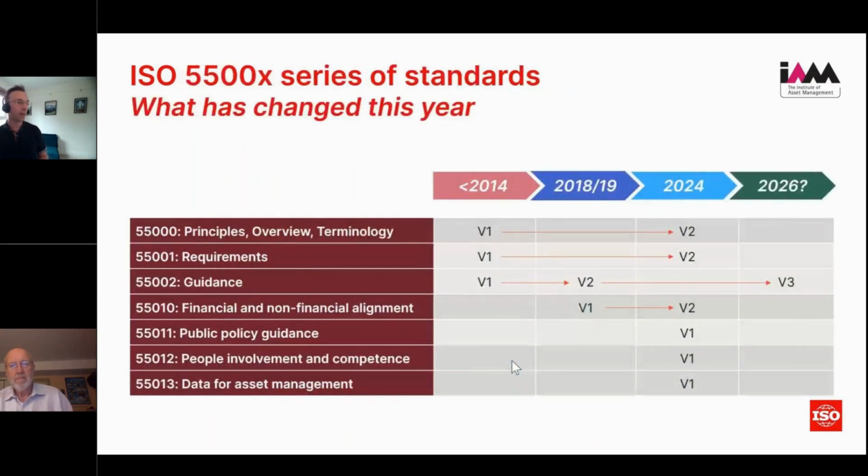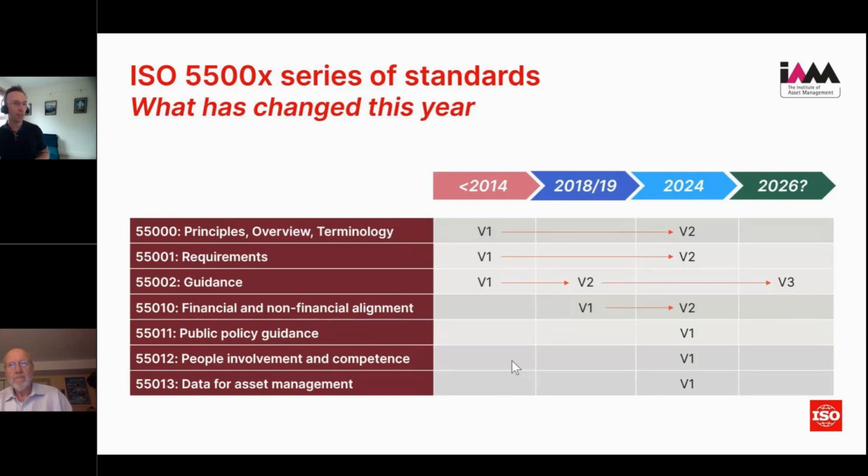Right, so the suite of standards as they are right now is this 7. Boudewijn mentioned the first 4 there, the top 4 rows. So we had versions 1 of those initial 3 come out in 2014. We updated the guidance document for a few particular reasons shortly afterwards, and then, as he said, 55010 came out a little bit after as well.